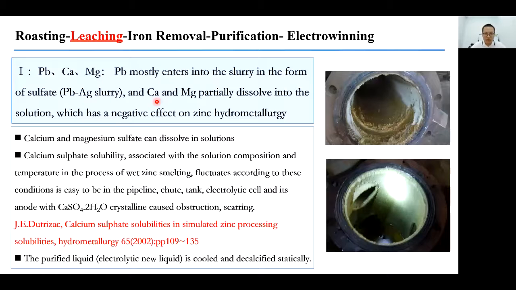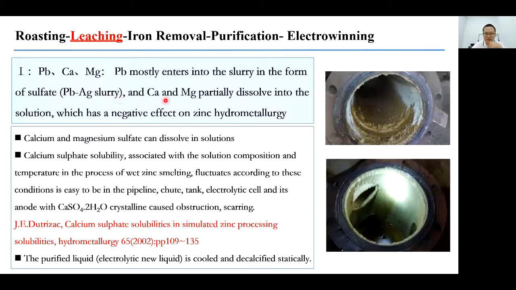We have grouped those elements in the concentrate into 3 groups. The first group is lead, calcium, and magnesium. All of them are insoluble in their sulfate form, so the majority of them enter the residue as sulfate. Silver also goes along with lead, so we call it lead and silver residue, especially after acid leaching.